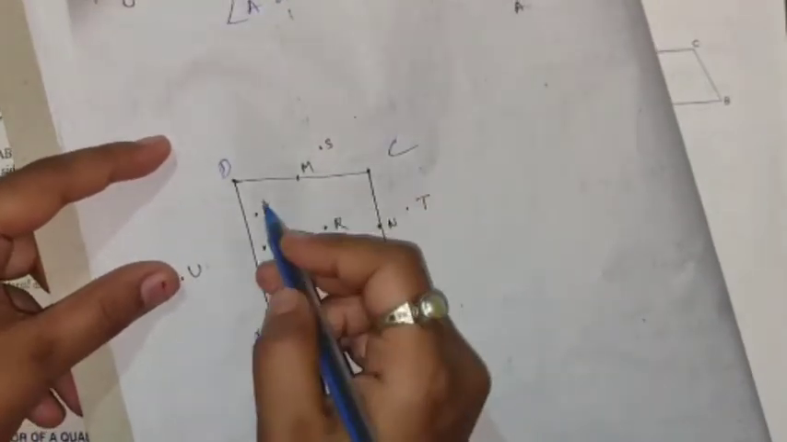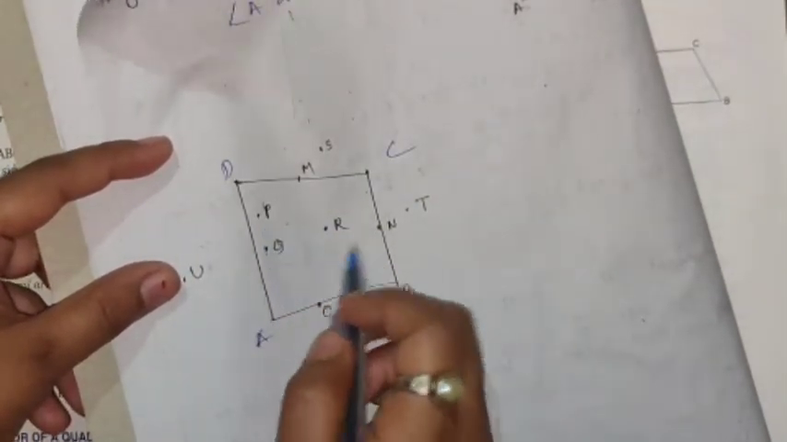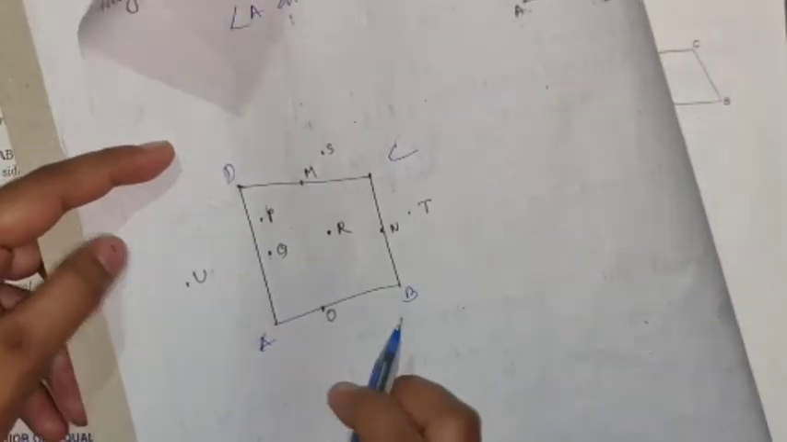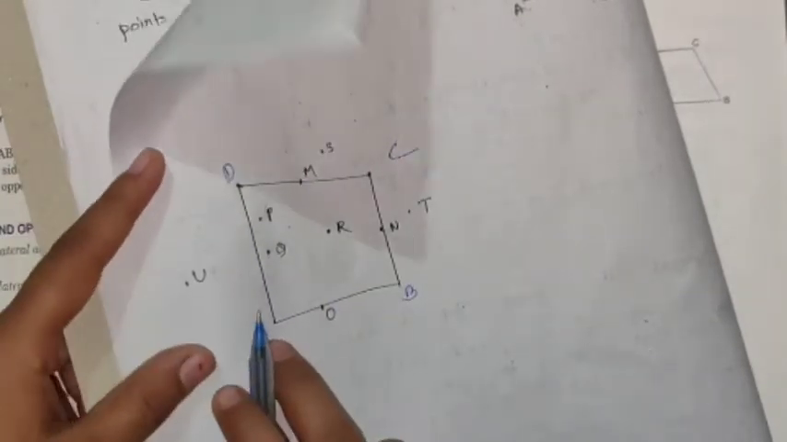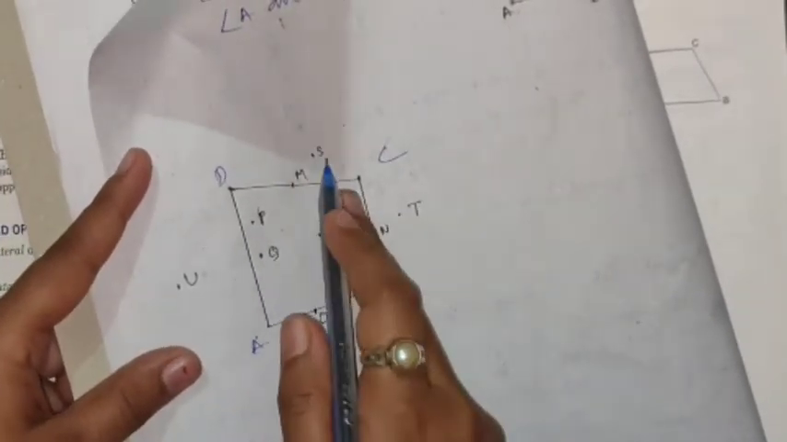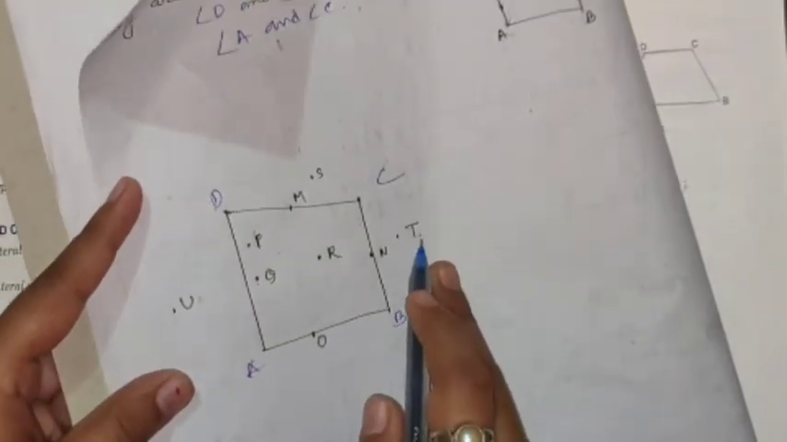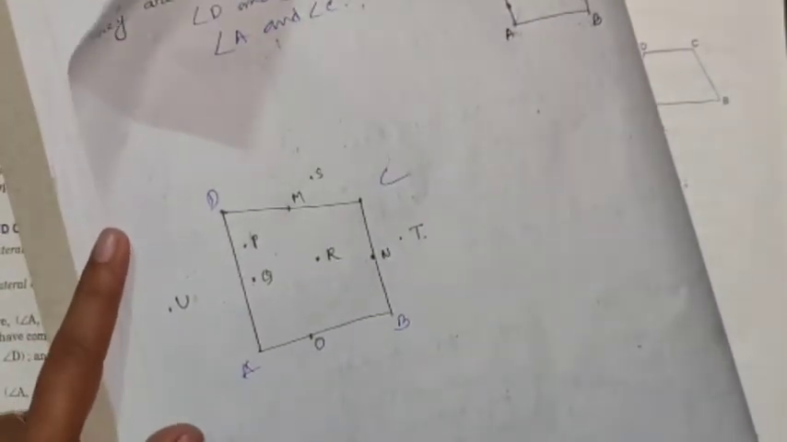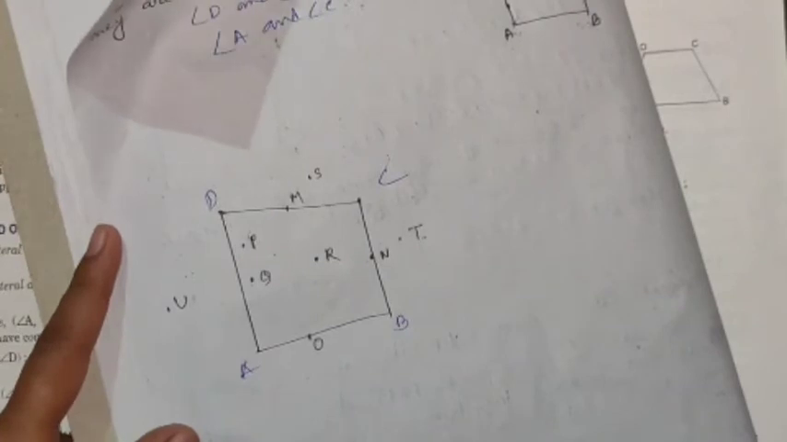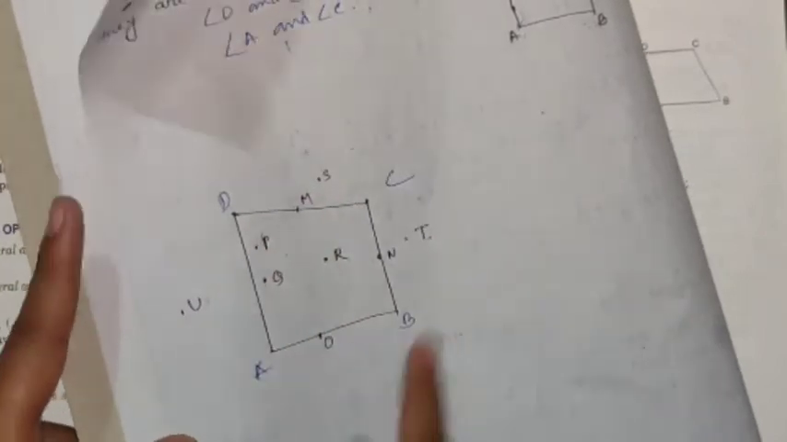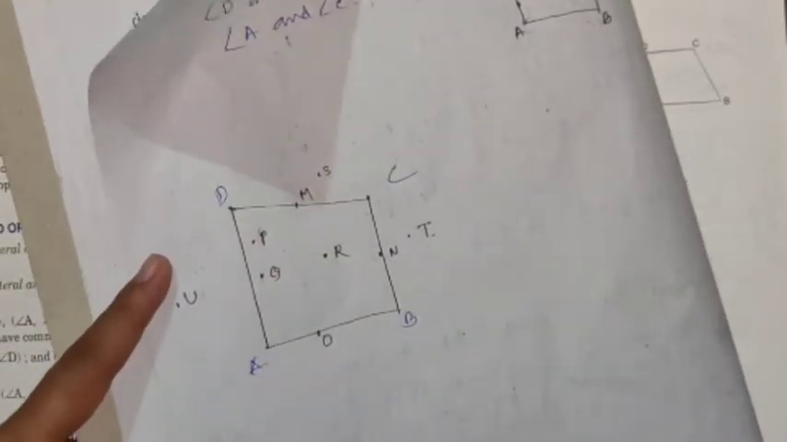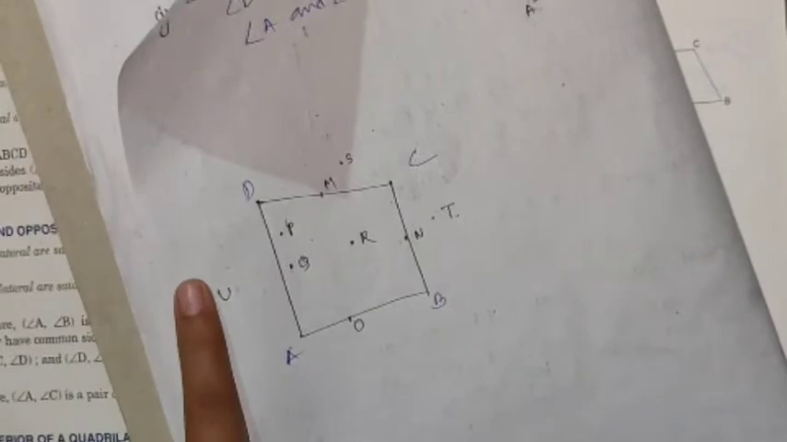Okay, and P, Q and R are called the interior points. And the parts of the plane which consist of the points S, U, T lie outside the quadrilateral, and this part is called the exterior of the quadrilateral. Okay, and S, U, T are called the exterior points of the quadrilateral.